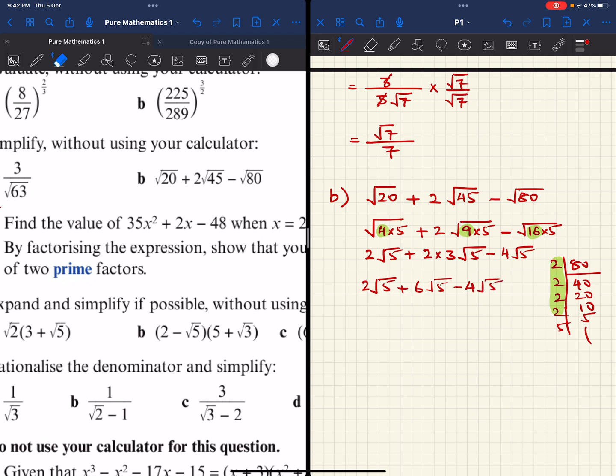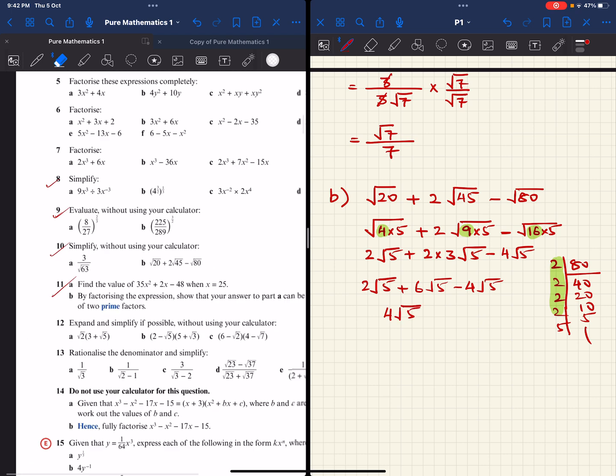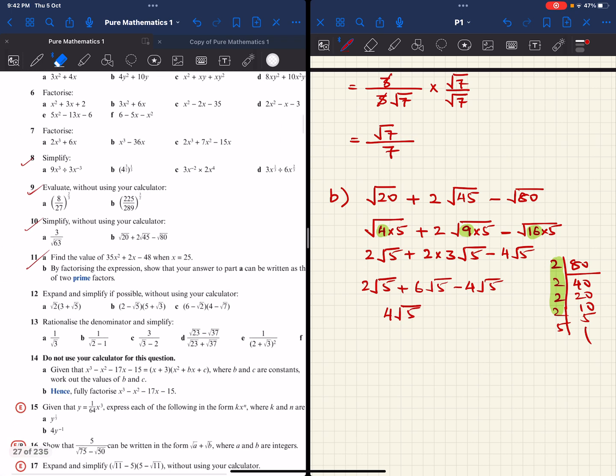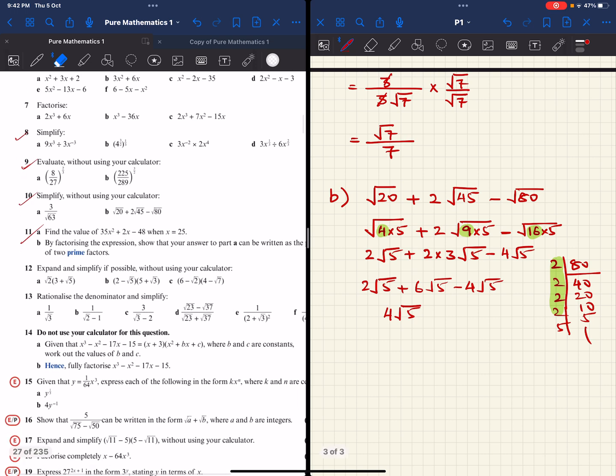It's just like 2 apples plus 6 apples minus 4 apples. So we need to simply work it out to simplify. 2 plus 6 is 8. 8 minus 4 is 4. So the answer is 4 root 5. So that answers part B.